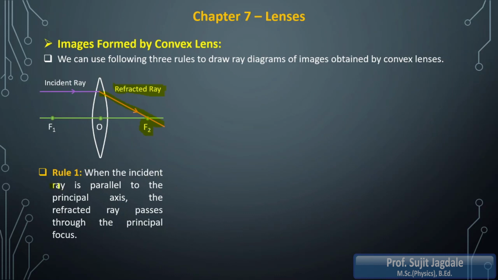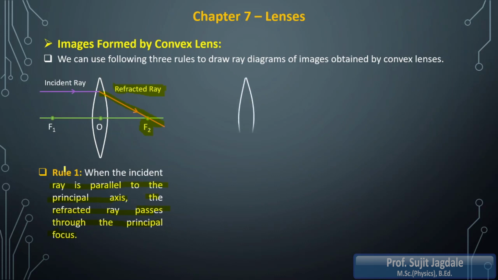When the incident ray is parallel to the principal axis, the refracted ray passes through the principal focus. It will pass through the principal focus F2 or F1. If we are taking a concave lens, it may appear to be coming from F1. Okay, so this is the first rule.